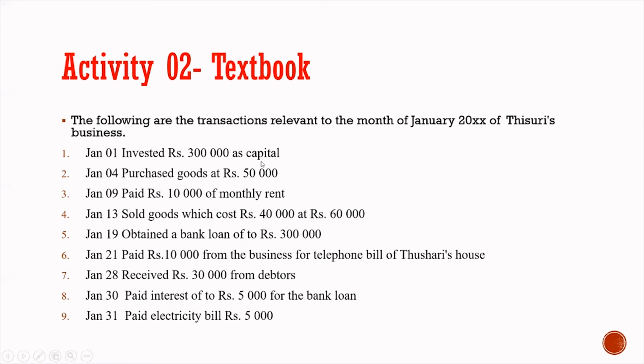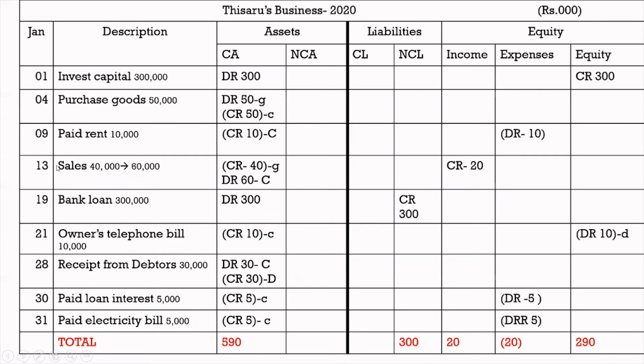If you are in an exam, write it on your question paper with a pencil or pen, so that you at least put a bracket and write 20,000 as income, so that when you're posting it to your accounting equation or to the ledger accounts, you can easily post all the transactions. So here it is, sales of goods worth 40,000 for rupees 60,000.